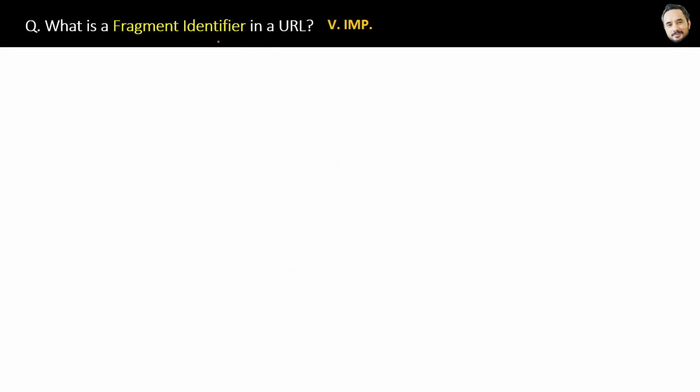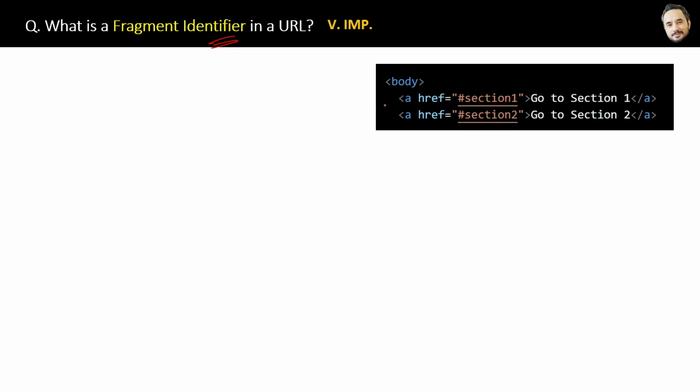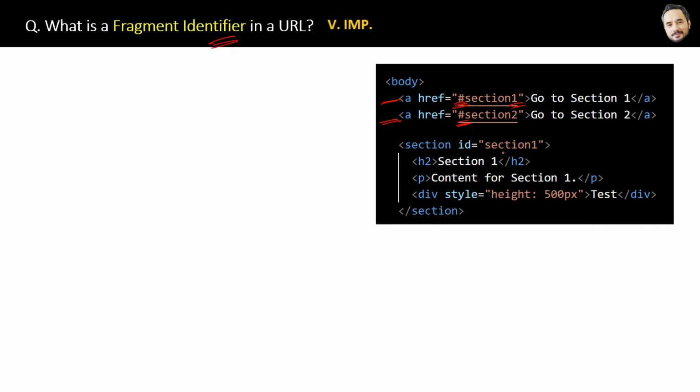What is a fragment identifier in a URL? It is a very useful concept, and that is nowadays used in almost every website in HTML. For example, suppose we have two links on our web page like this. Here you can see that this link is preceded by this hash symbol. That means this section verse is an ID of a section element that is present in this same HTML like this.